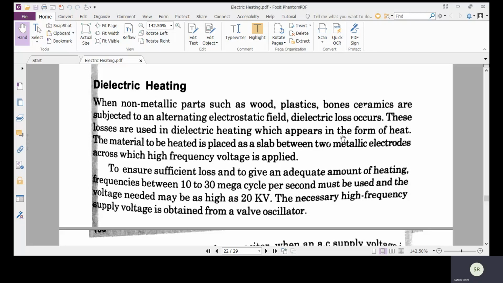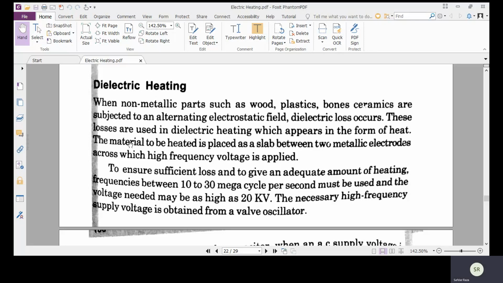In the previous types of heating, we were going to heat or melt metallic parts, wherein we just sprinkle the high resistance powder on that particular material, and then we heat or melt it. But dielectric heating is used to heat up the non-metallic parts, some of which are named before.